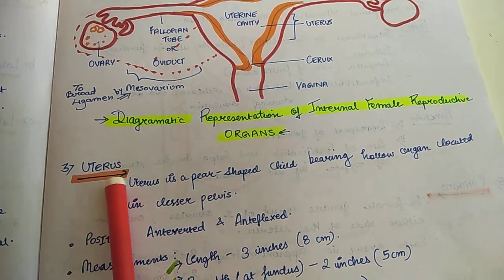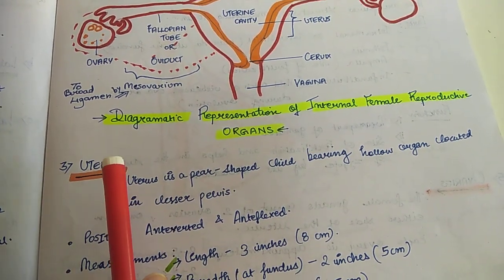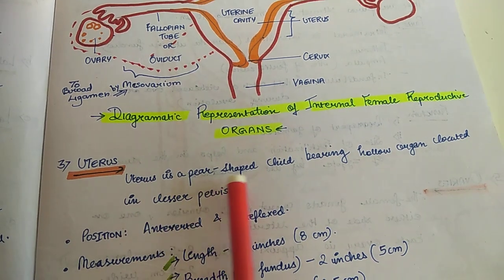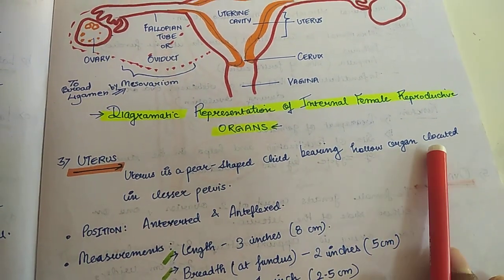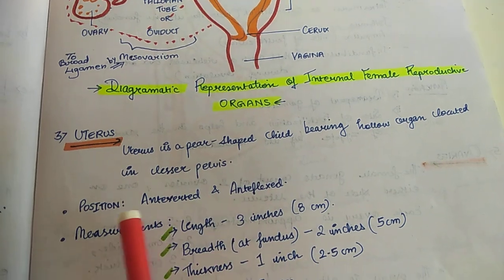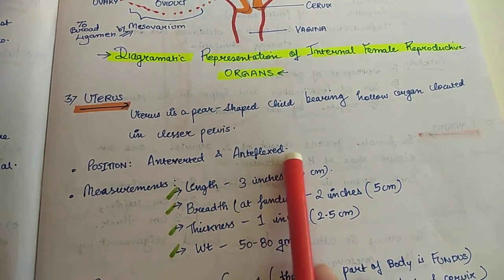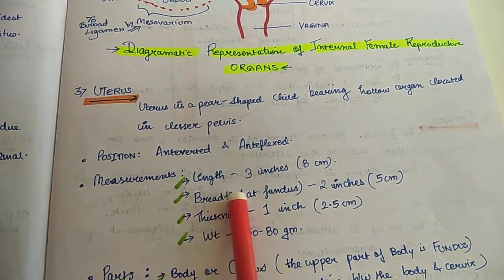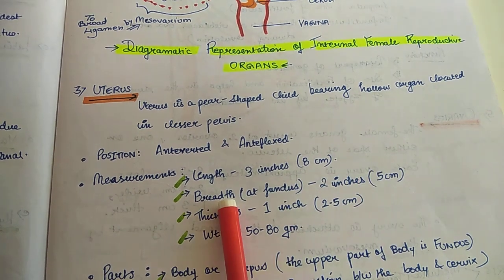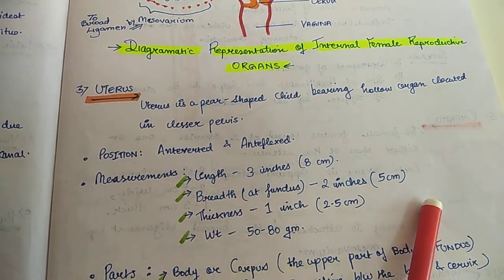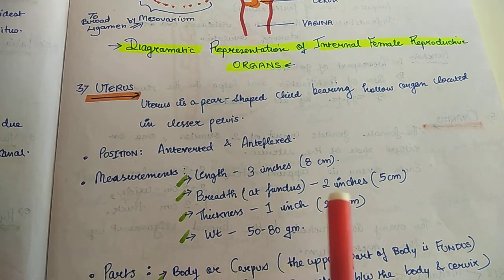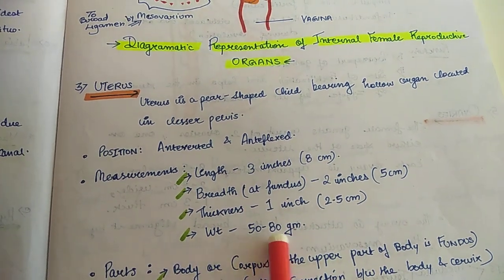Our next, very important and very significant organ when it comes to obstetrics and gynecology, is the uterus. The uterus is a pear-shaped, childbearing, hollow organ located in the lesser pelvis. The position of the uterus is anteverted and anteflexed. Measurement is length 3 inches or 8 centimeters, breadth at the fundus 2 inches or 5 centimeters, thickness 1 inch or 2.5 centimeters, and it weighs about 50 to 80 grams.